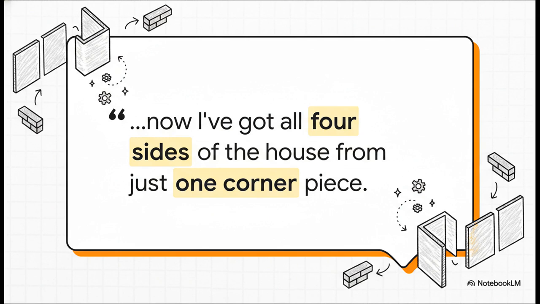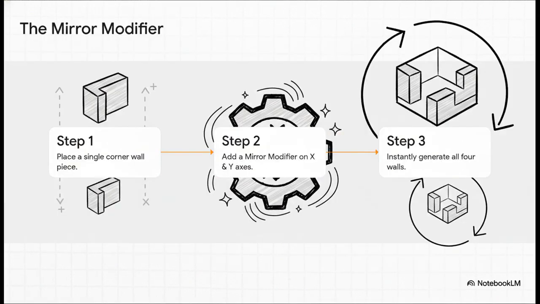It's awesome. And here's exactly how that works. You just place one single corner piece. That's it. Then you add a mirror modifier and tell it to mirror that piece across both the X and the Y axis. And bam! Instantly you have all four corners of your house. And the best part? It's non-destructive. If you want to make the house bigger or smaller, you just move that one original piece and the other three automatically update to match.